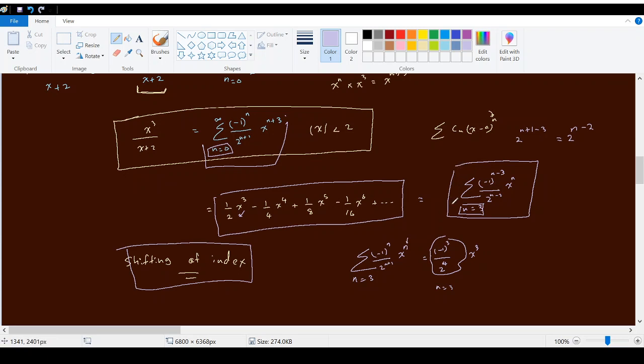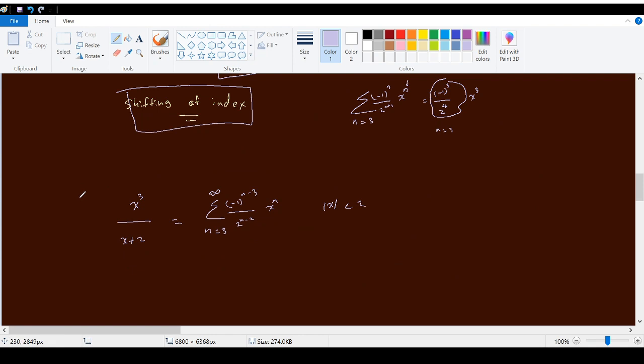So as a result, we can even write down the power series representation of this function like this as well. See, here we start at 3 and we have x to the power n, but still you will have the same domain for this equation.